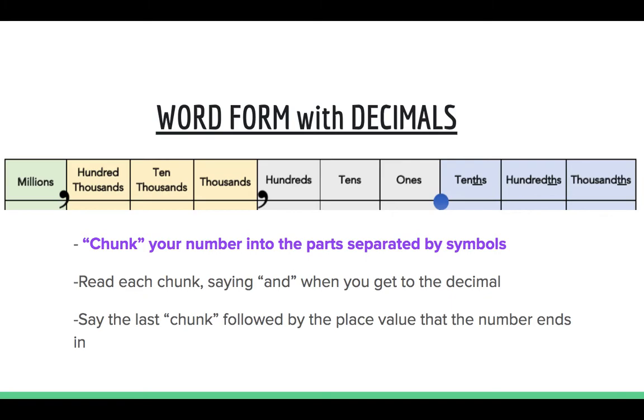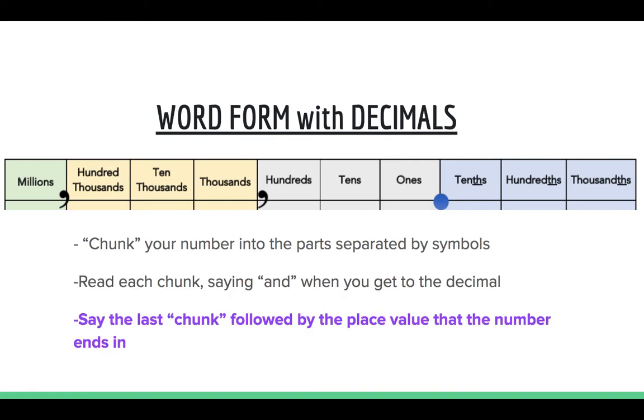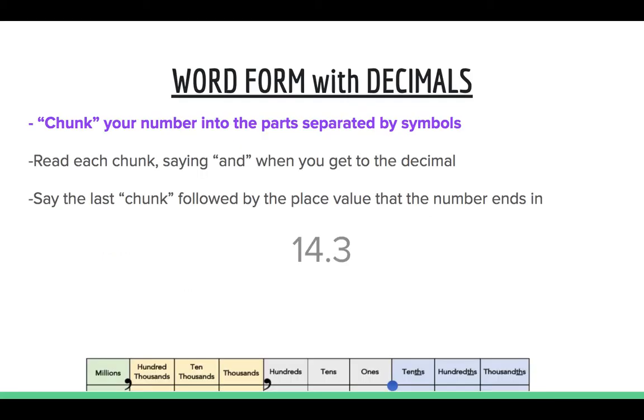All right, so now that we've got that covered, let's go into word form with decimal numbers. It's going to be very similar. We're still going to chunk our number into the parts separated by symbols. We're still going to read each chunk, but we're going to say "and" when we get to the decimal. The only other thing we have to remember is after we say the last chunk, we're going to say the place value that the number ends in. Let's start with an example.